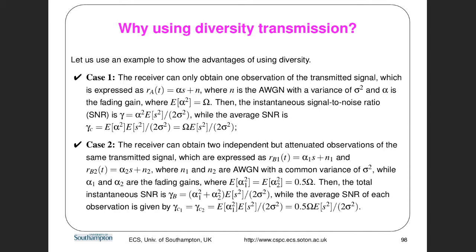Here's an example. There are a lot of words, but basically, for case one, there's no diversity. This is the received signal model. You transmit S, it experiences fading, and then noise, and you receive the signal here. For case two, we will have two copies. The first one is here, and the second one is here. So we get two copies of the original transmitted signal, the same signal. We need to normalize the power, so here we normalize the fading power so that the total power is the same. In your coursework, you are supposed to normalize on the transmitted signal. So 0.5, if multiplied on the transmitted signal, then the total power is normalized.